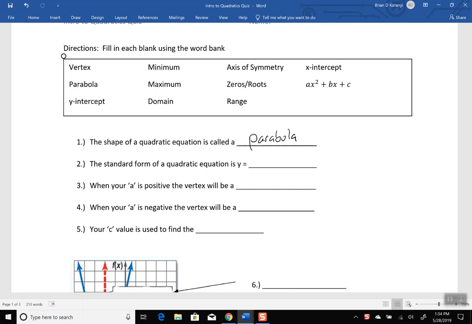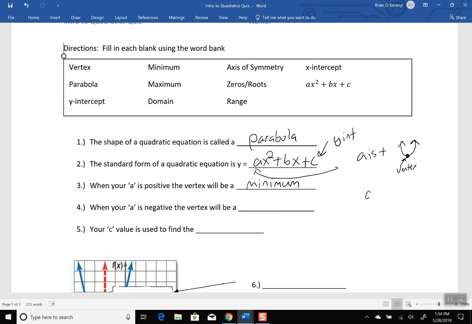The standard form of a quadratic equation is y equals ax squared plus bx plus c. Special parts of this are the c value, which tells you the y-intercept, and the a value, where if the a is positive, it's going to mean the graph opens up. So if a is positive, your graph opens up like this, and that means your vertex will be the lowest point on the graph, a minimum value.